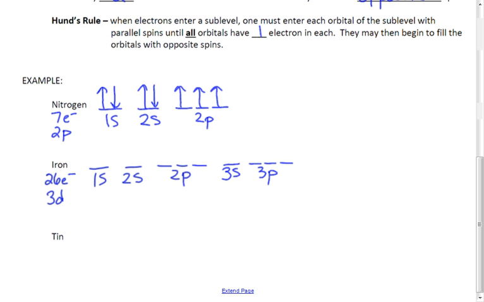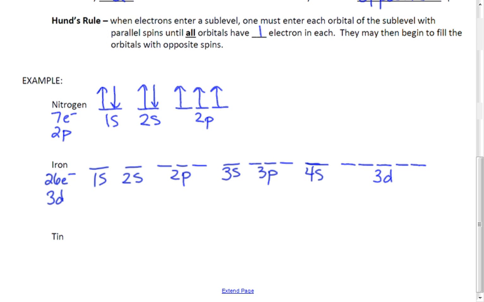Fourth row is when it gets funny. We start with what? 4s. The very first sublevel in every row is always S, and it's always the number of the row. So the fourth row starts with 4s. But when we get to those transition metals in the middle, that D block, the number is actually 1 less than the row number. So instead of 4D, it's going to be 3D. And how many orbitals do I draw for D sublevel? 5.